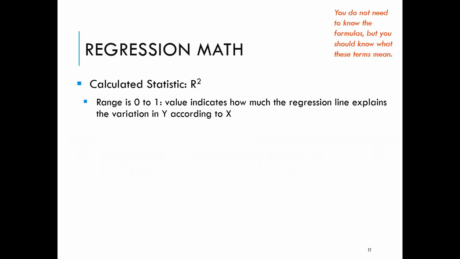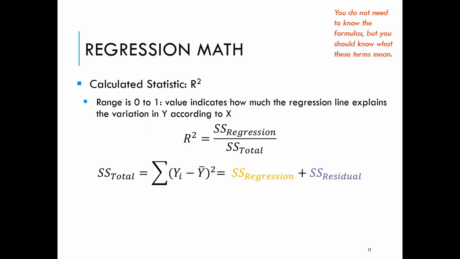So here I am going to break down a little bit of the math for regression in order to be able to show you what this looks like on the graph. Again, this calculated statistic, R squared, has a range of 0 to 1. Remember, for the lowercase r for correlation, the range was -1 to 1. Here, R squared is 0 to 1, and this value indicates how much that regression line explains how y varies according to x. To calculate R squared, we use the sum of squares for regression divided by the sum of squares for the total. I'm going to keep going through this, so bear with me.